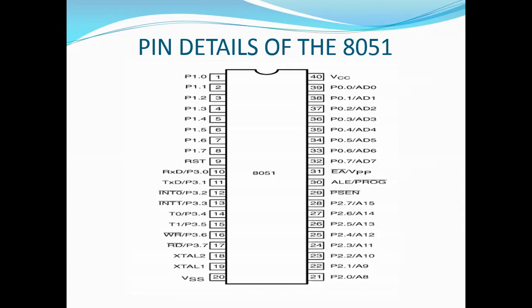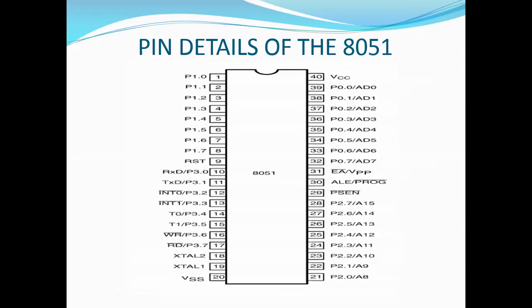Then one more thing, what are the different functions? Here, port 1 has only IO data, that is data in and out purpose only. But port 0 has alternate functions. So what are the alternate functions here?